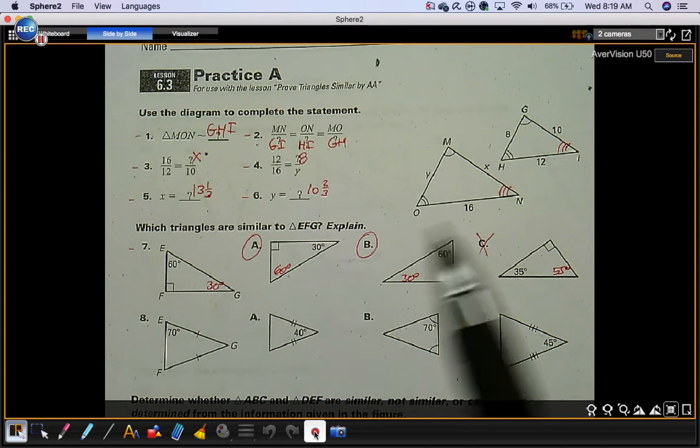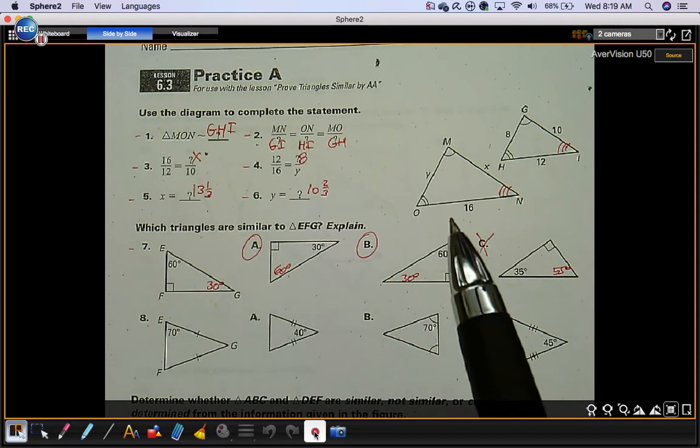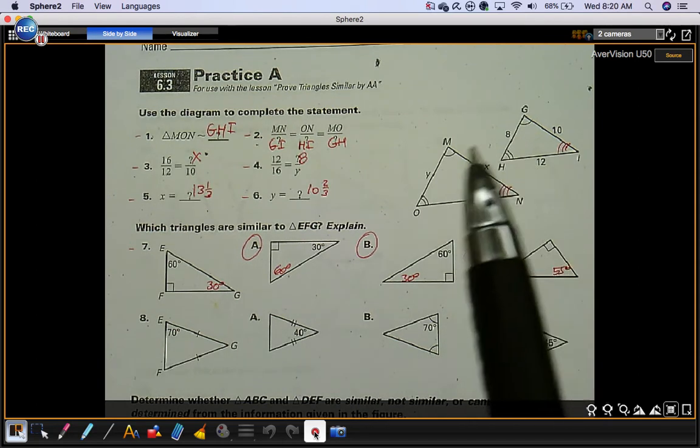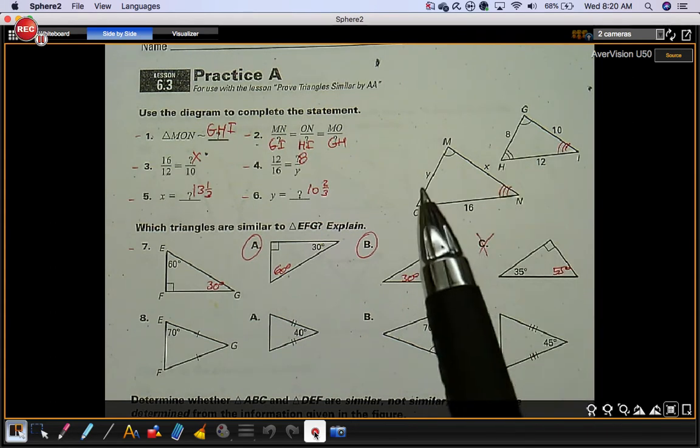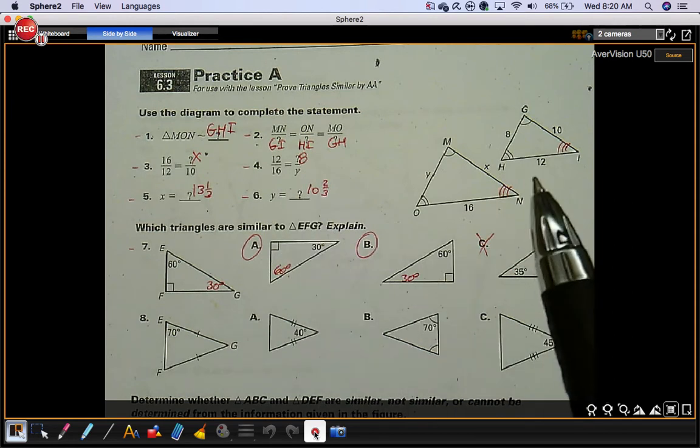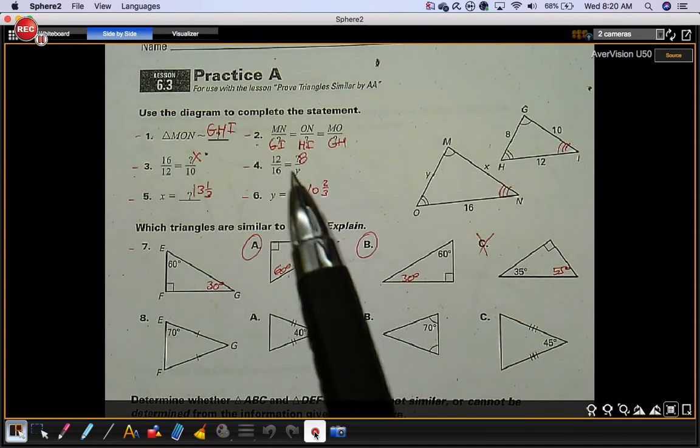Number 4, 12 to 16 equals 8 to y. There are corresponding sides. So when you write two ratios of corresponding sides, they're definitely equal to each other.